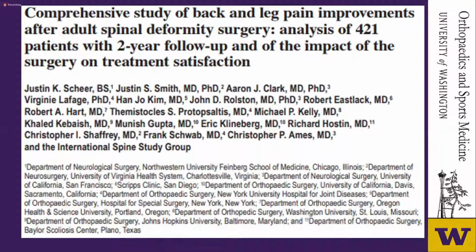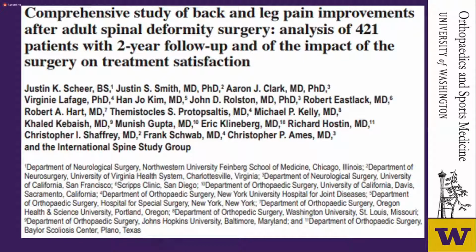So this study was published in 2015. It was a multi-center study that included 421 patients split into operative and non-operative treatment groups in patients with adult spinal deformity. They measured their variables at initial presentation and at 2-year follow-up.